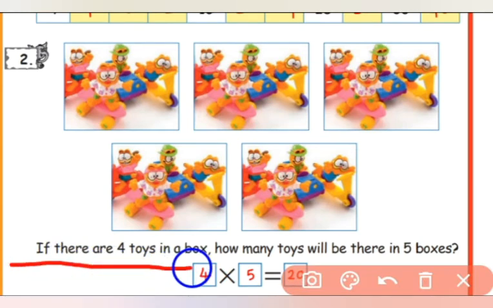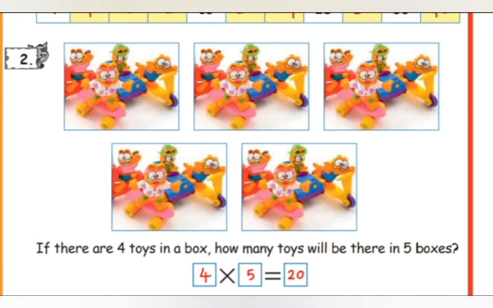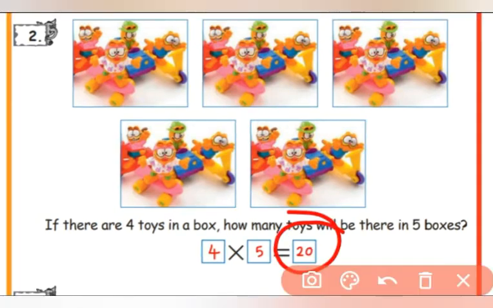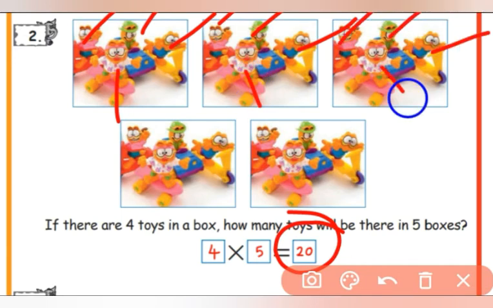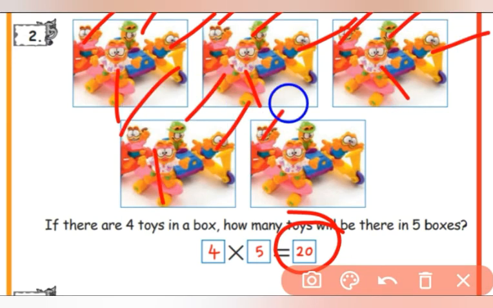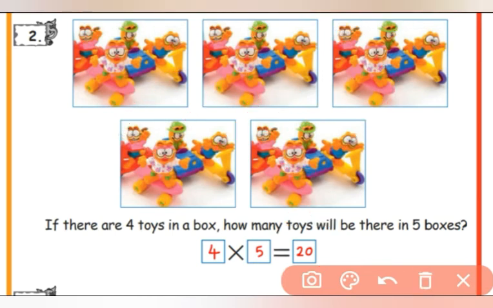If there are 4 toys in a box, how many toys will be there in 5 boxes? See, if each box has 4 toys, how many toys will be there in 5 boxes? The total number of toys is 1, 2, 3, 4, 5, up to 20. The total number of toys is 20. The multiplication fact is 4 into 5 is equal to 20.